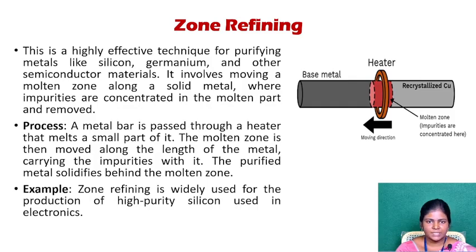In this process a metal bar is passed through a heater that melts a small part of it. The molten zone is then moved along the length of the metal and it carries the impurities along with it. Then the purified metal solidifies behind the molten zone. For example, zone refining is widely used for the production of high purity silicon used in electronics.